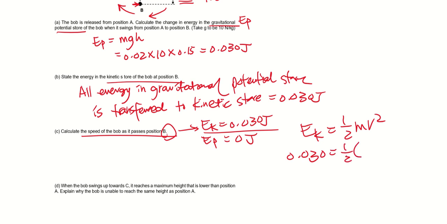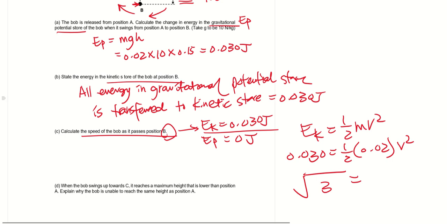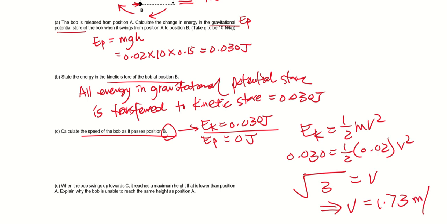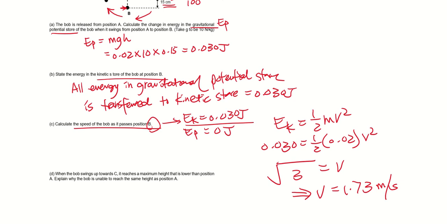So we fill in all this, 0.02, and v squared. Take note that the square belongs to v. So I'll get 0.3, sorry, it should be 3. So square root 3 equals v. That means my v is 1.73 to 3 significant figures. The unit is meter per second, right? Remember, everything should be in SI units. So this is the answer for C.